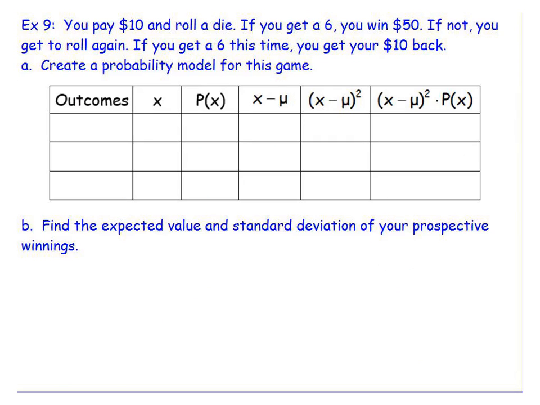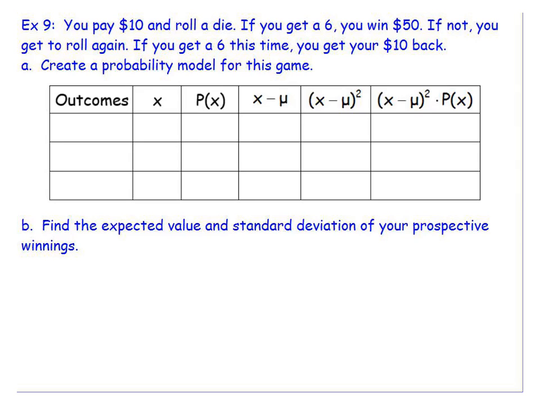Let's look at another example, tie this into some of the other old stuff we've been doing. You pay $10 and you roll a die. If you roll a 6, you win $50. If not, you get to roll a second time. If you get a 6 the second time, you get back your $10. So you've seen these tables before. Let's just go through some old steps. So what are our outcomes here?